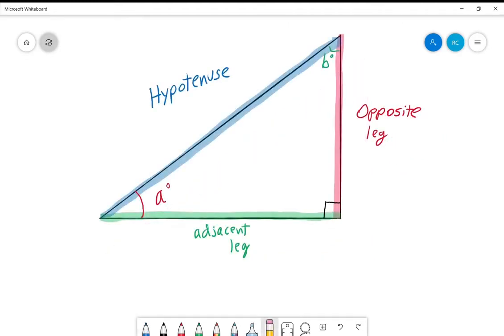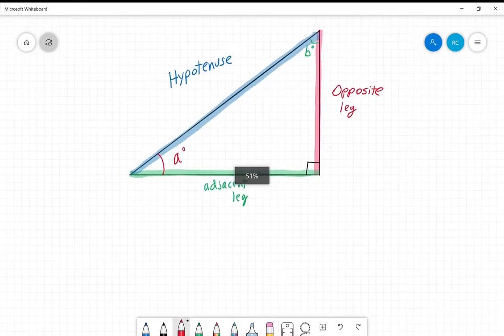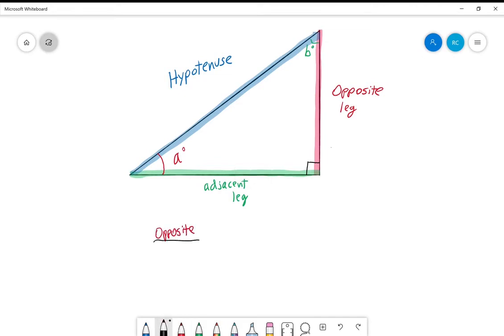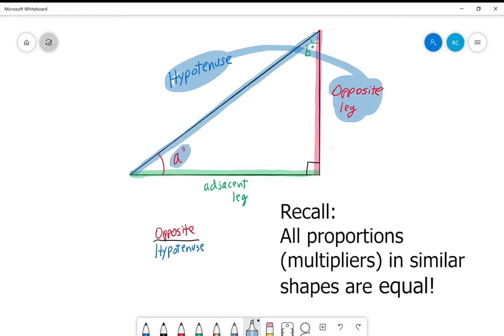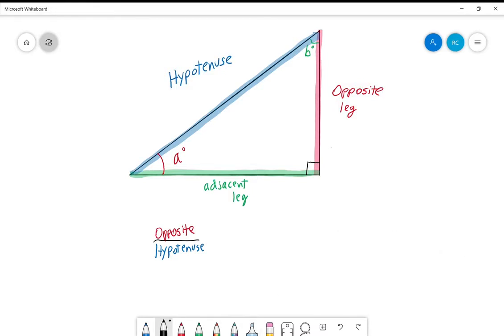Now again, because we're working with a generic right triangle, we don't know what any of these numbers are. But we do know that whatever it is, the opposite leg divided by the hypotenuse is always going to be the same. This multiplier between the hypotenuse and the opposite leg will be the same for every single right triangle that also has this A degrees. Again, because of similarity. And that is so incredibly useful that we gave it a name and we called it sine.